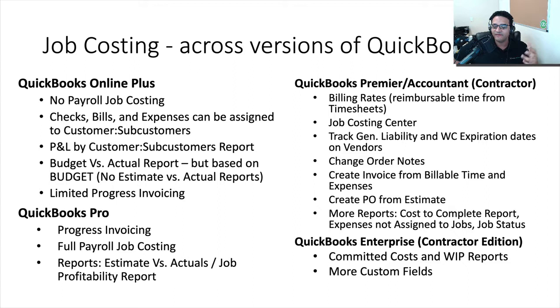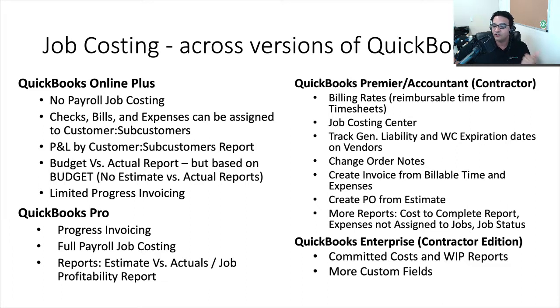So this is very relevant for subcontractors, where you're going to use the same item to record their cost and the same item to record the sale. The Premier and Accountant Edition also has the Job Costing Center, which we'll talk about in part 2. You can also track liability and workers' comp expiration dates on the vendor. So there's a little box where you can put an expiration date and then run a report, so you can have a good notion of what's going on in terms of your insurances.